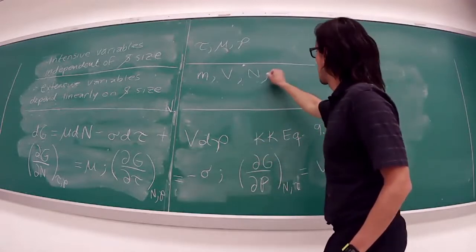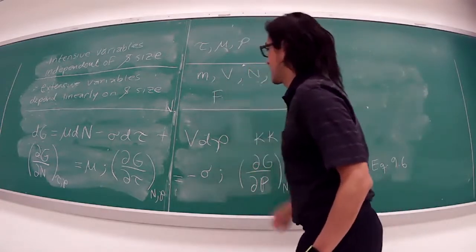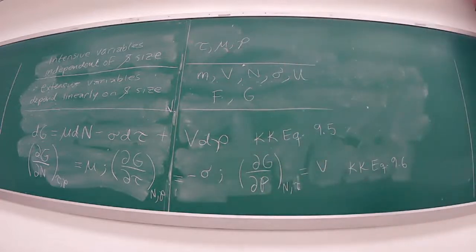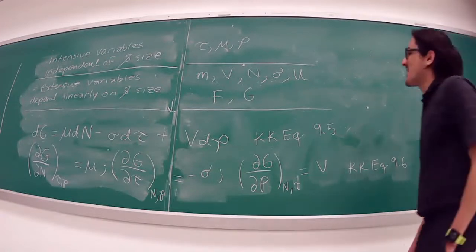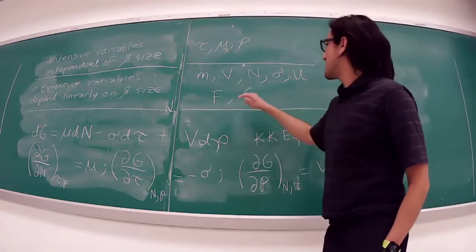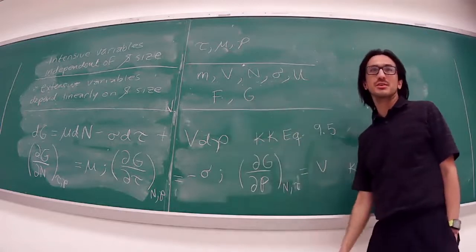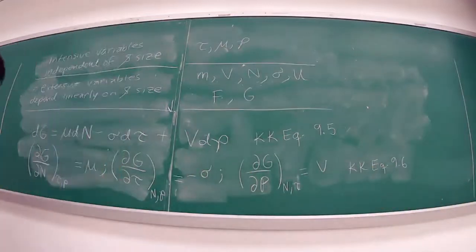Number of particles, entropy, internal energy, Helmholtz free energy, also Gibbs free energy. So basically everything else. I guess there are more extensive variables, but this is cheating a little bit because F and G are composite variables. But yes, okay.